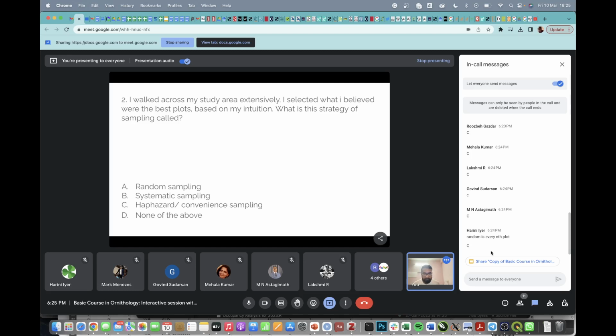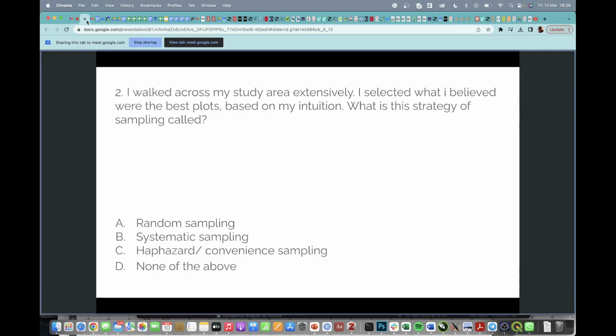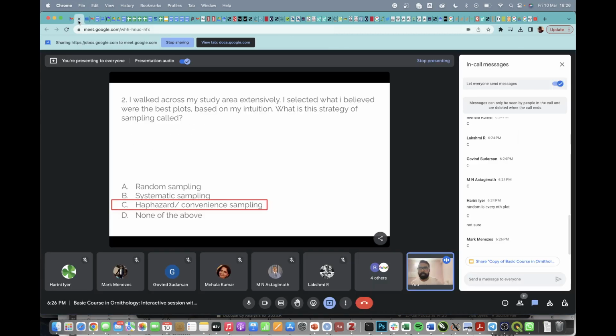Harini, do you want to answer? What do you understand by systematic sampling? Okay, I thought every nth plot is more systematic than random, but yeah. Okay, I think you guys should Wikipedia or Google systematic sampling. I'll leave it up to you to understand what systematic sampling is. But yeah, let me see what the answer is. It is haphazard and convenient sampling.